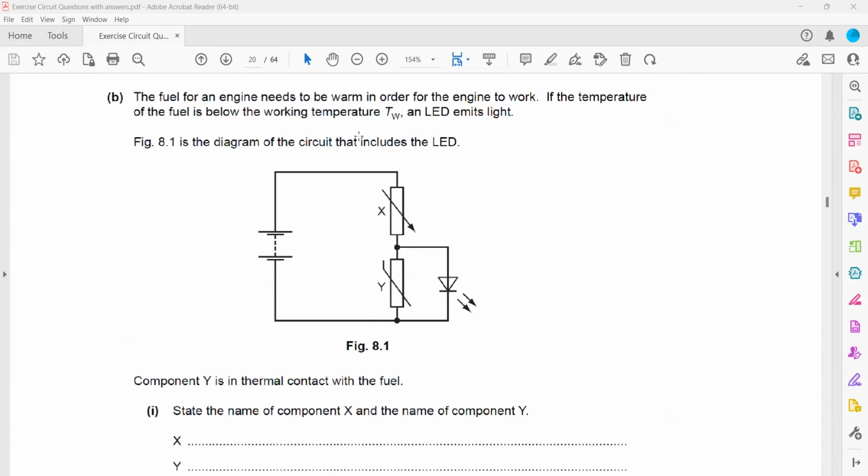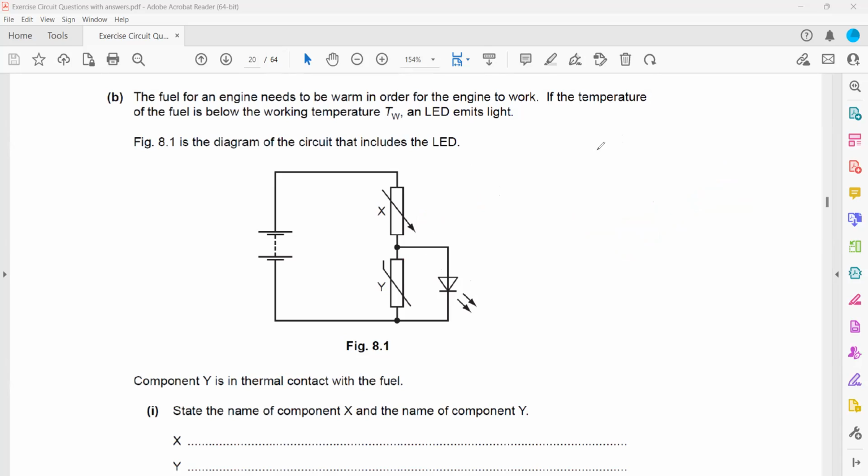Now this circuit, whenever any kind of resistors are connected in series, we call that a potential divider circuit. Potential divider circuits divide the voltage between the components, and the side where there's a high resistance will have more voltage. For example, if the resistance of the variable resistor is high, it will have more voltage, so in comparison, the voltage here will be less. And the opposite will happen if the thermistor has a high resistance: more voltage across the thermistor, so less voltage across the variable resistor.